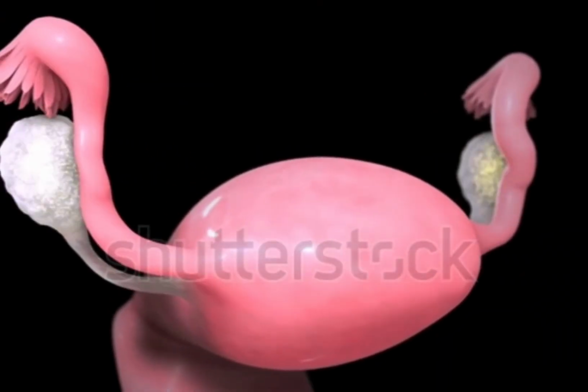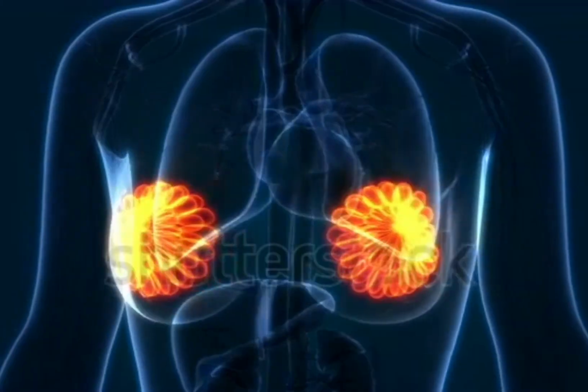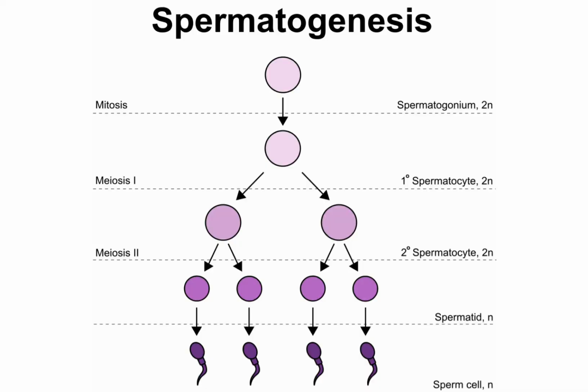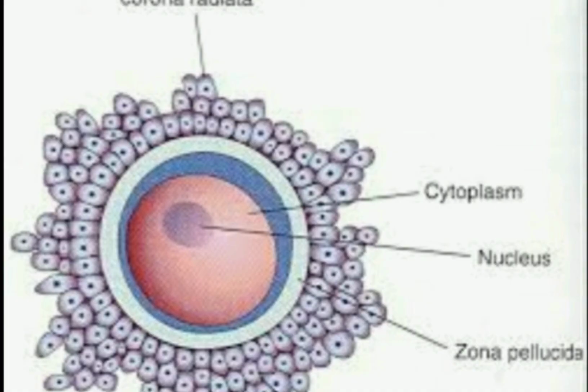This was all about the structure of the human female reproductive system. In the next video, I will discuss the process of gametogenesis, which mainly includes spermatogenesis and oogenesis.